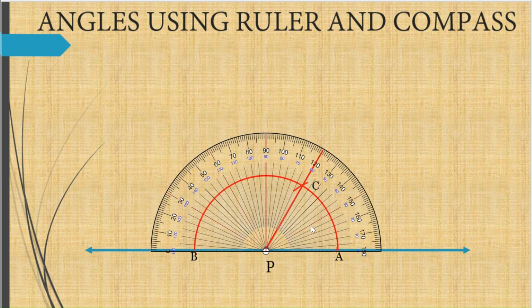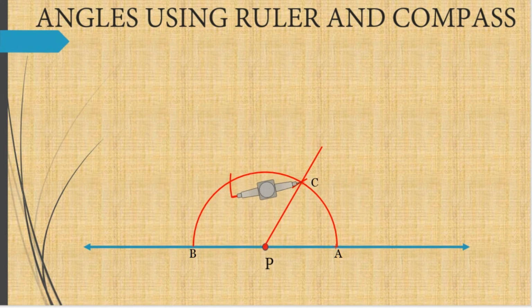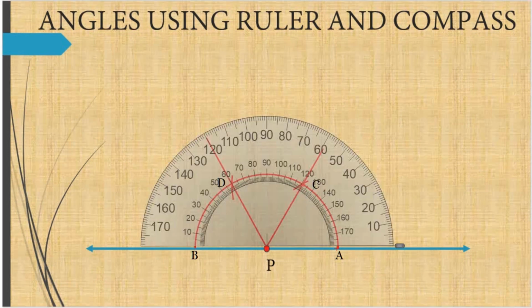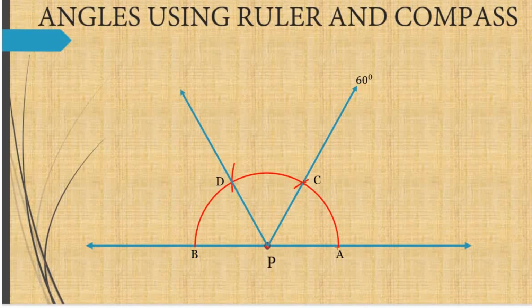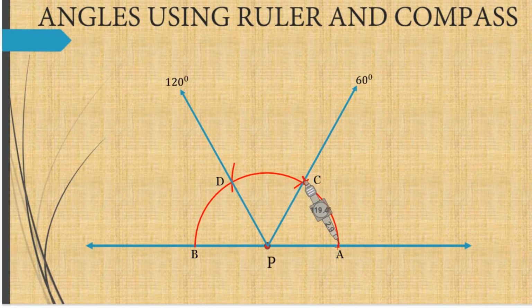Now with C as center, if we draw another arc to cut the semicircle, let us mark it as D and join P to D. Now this particular angle will be 120 degrees. You can check on the protractor. Now that we are done with marking 60 degrees and 120 degrees, we'll see how to do angle bisection.